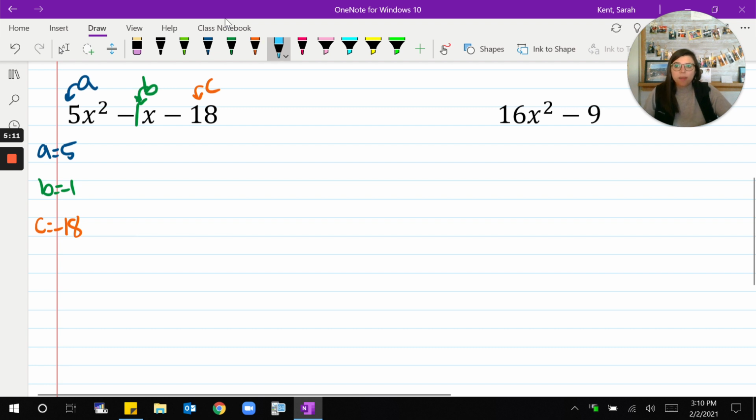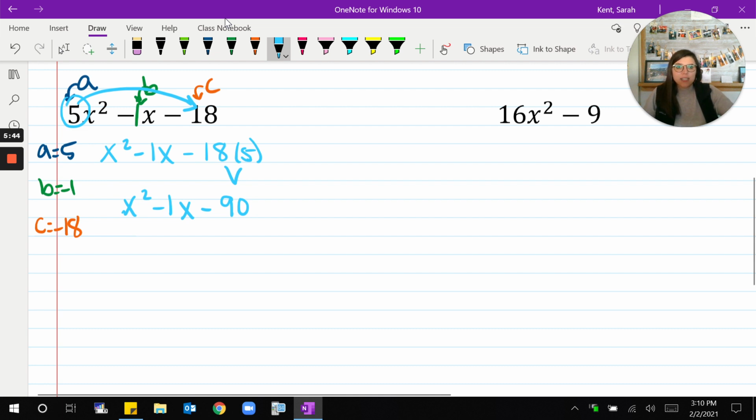So again, this one big step we're going to do is take A and slide it all the way to the back to be with 18. So I'll rewrite x squared minus 1x minus 18 times 5. And what is 18 times 5? We'll get 90. So we'll have x squared minus 1x minus 90.